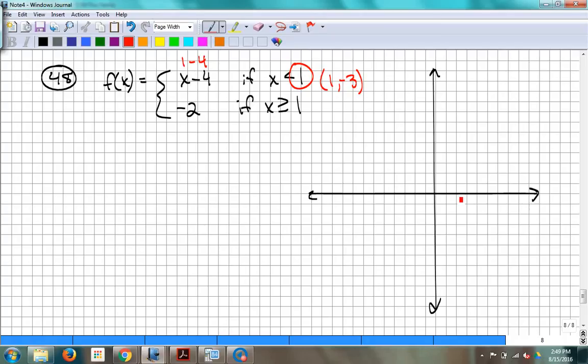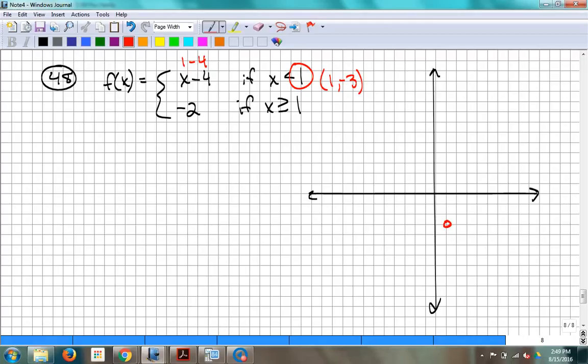So I go to the point 1, negative 3. I'm going to put an open circle. Why is it open and not filled in? Because it's not equal to. The same way the dotted and solid line works with the inequalities. Okay? So not equal to, so that's an open circle at that important point.